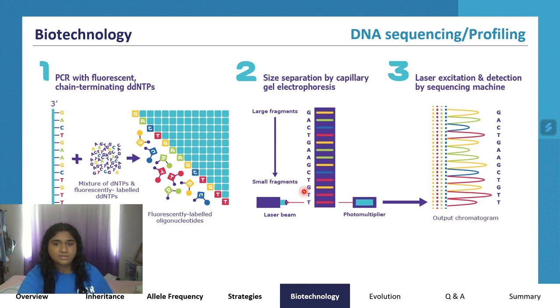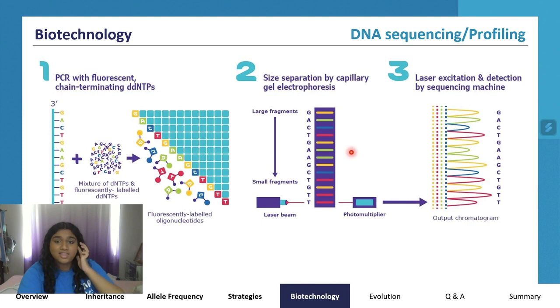This will make more sense when we talk about it later, but the small fragments get pulled a very large amount. The large fragments travel a very small distance. So suddenly you've got all of these sections of DNA from the target gene that are now in more digestible sections.